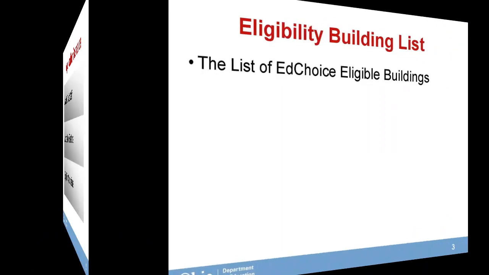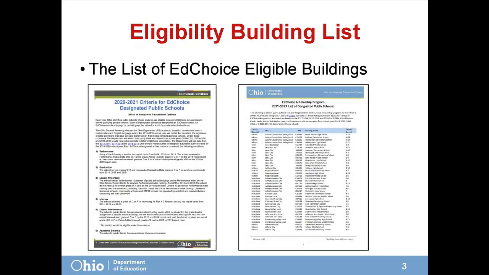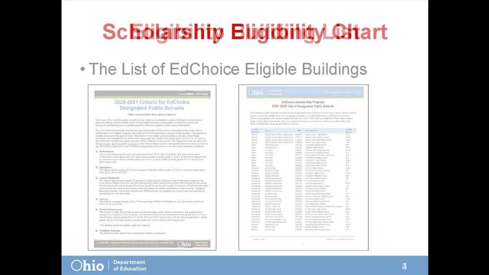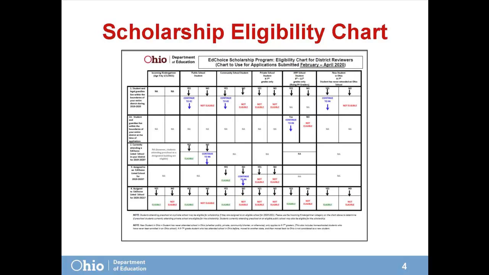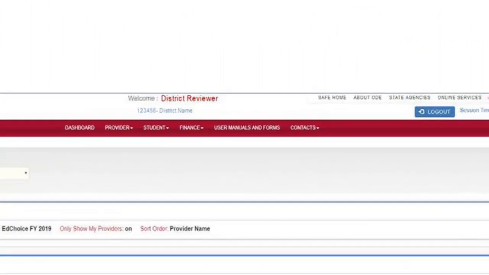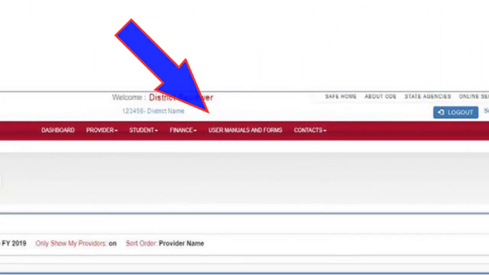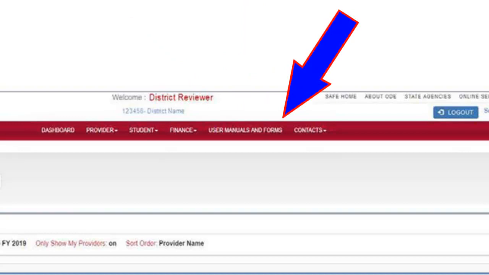Prior to starting an actual application review, you will need the list of EdChoice designated eligible schools and the EdChoice eligibility chart for district reviewers. These documents may be found within the scholarship application system under User Manuals and Forms. However, these documents will not be required for this demonstration tutorial.